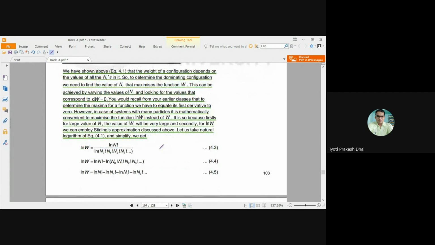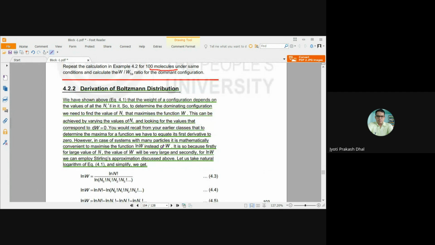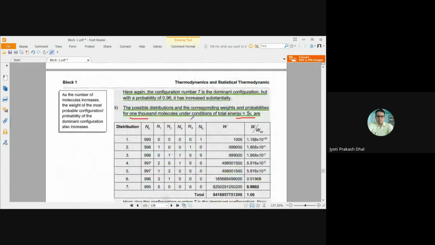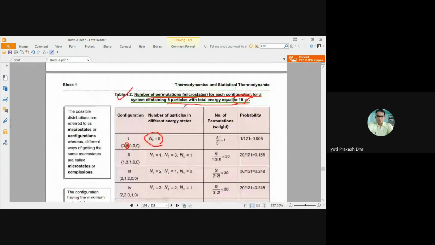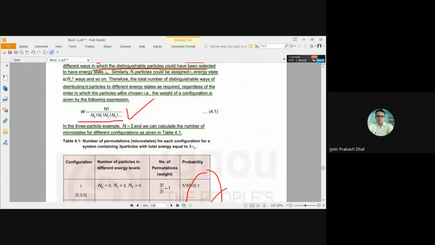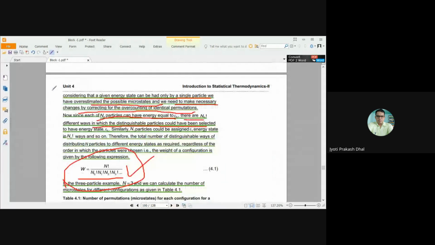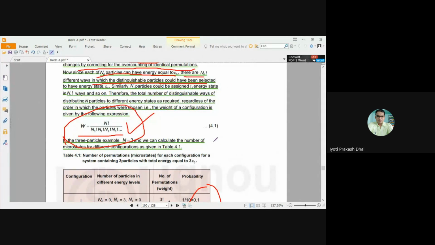So here we will derive the Boltzmann distribution. We have shown in the above equation 4.1. So coming to equation 4.1, this is the expression for W, that is equation 4.1. The equation is like this: n factorial divided by n0 factorial into n1 factorial into n2 factorial into n3 factorial, and so on.